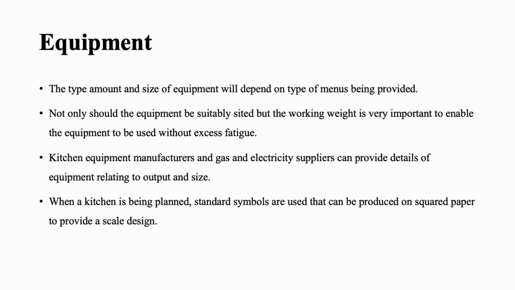Talking about the equipment, the type, amount, and size of equipment will depend on the type of menu being provided. Not only should the equipment be suitably sited, but working height is very important to enable the equipment to be used without excess fatigue. Kitchen equipment manufacturers and gas and electricity suppliers can provide details of equipment relating to output and size. When a kitchen is being planned, standard symbols are used that can be produced on squared paper to provide a skilled design.